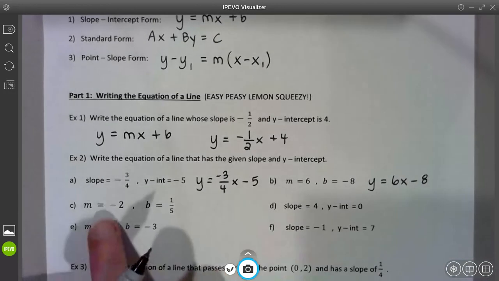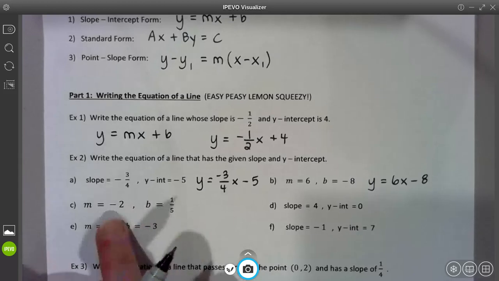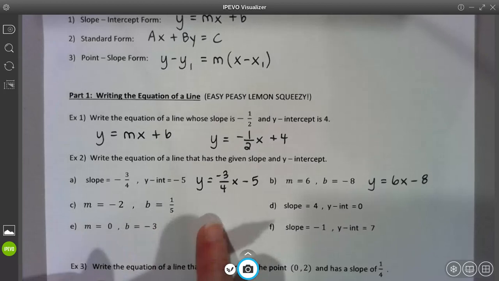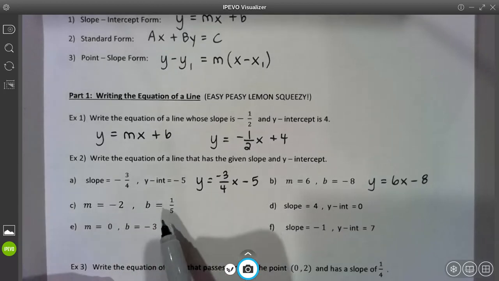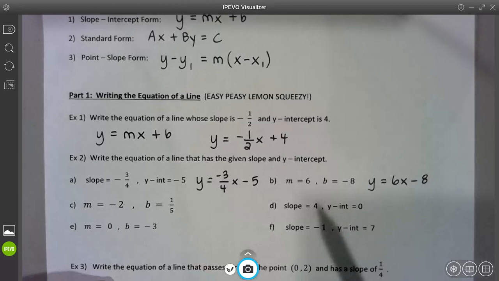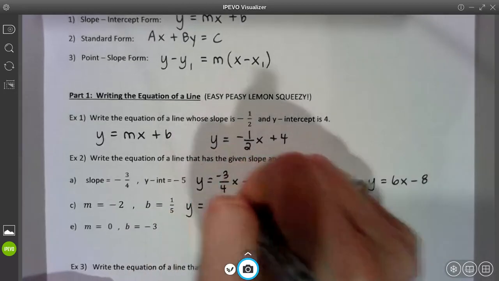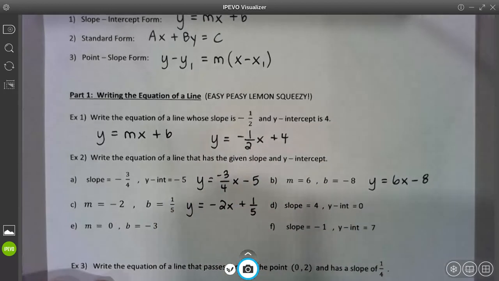All right, now we're writing the one that has a slope of negative 2 and a y-intercept of 1/5. I think they're hoping that you plug the fraction in for the slope and the whole number in for the y-intercept. But guys, at the end of the day, slope can be a whole number and the y-intercept can be a fraction. Just be glad they're not asking us to graph it. All right, so y equals negative 2 times x and then plus 1/5. Done. Okay. All right, look here.